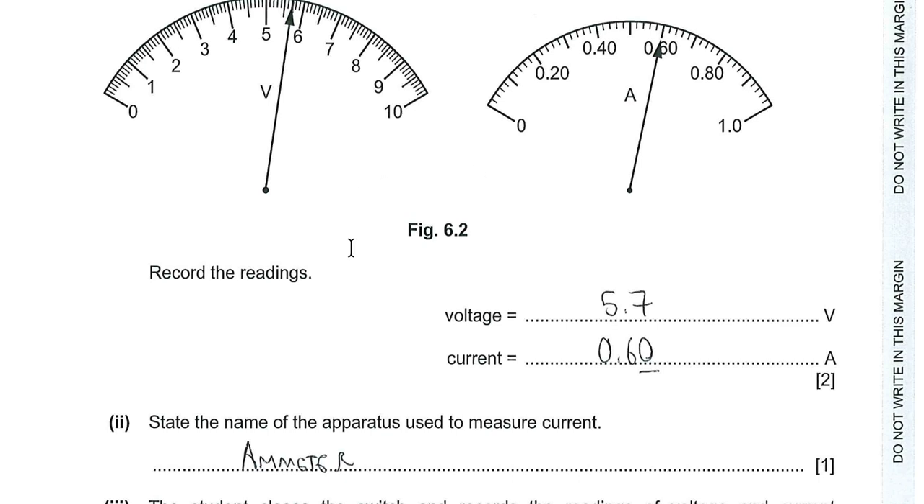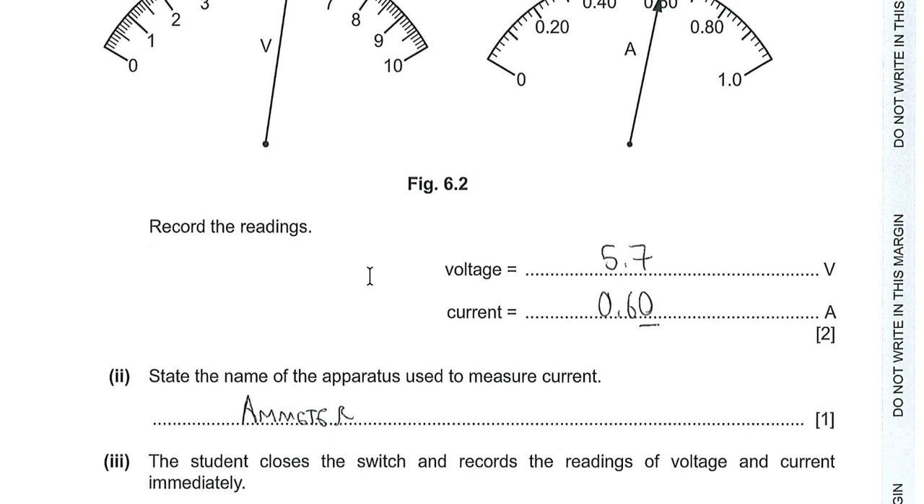The student closes the switch and records the readings of the voltage immediately. Explain why the voltage readings are taken immediately. This has come up before, and if you've done a couple of these questions, you'll see that a big problem in experimental questions is that resistance can change, or I should say that heating occurs.